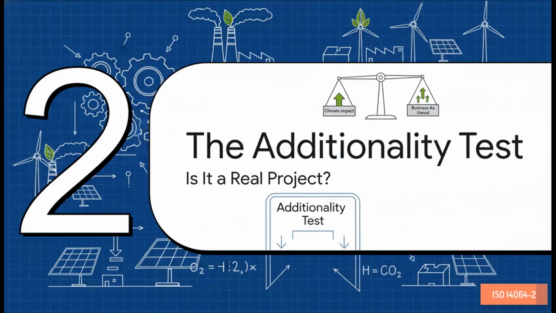Okay, but hold on. Here's a super important question. How do we actually know a project was done for the climate and not just for some other regular business reason? This is where every single project has to pass what's called the additionality test. It's kind of like the gatekeeper that separates a real climate project from just business as usual.